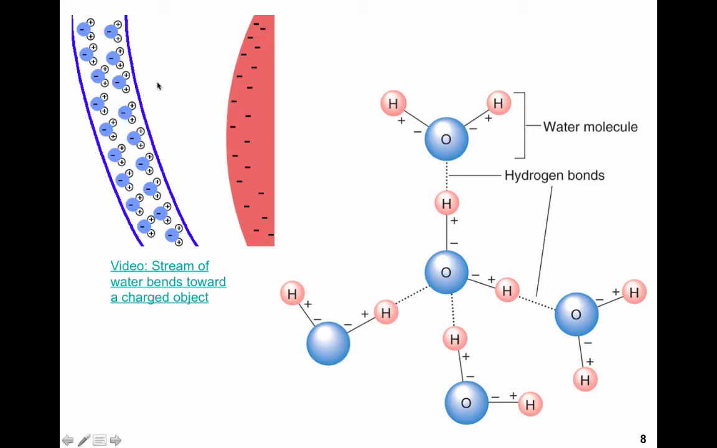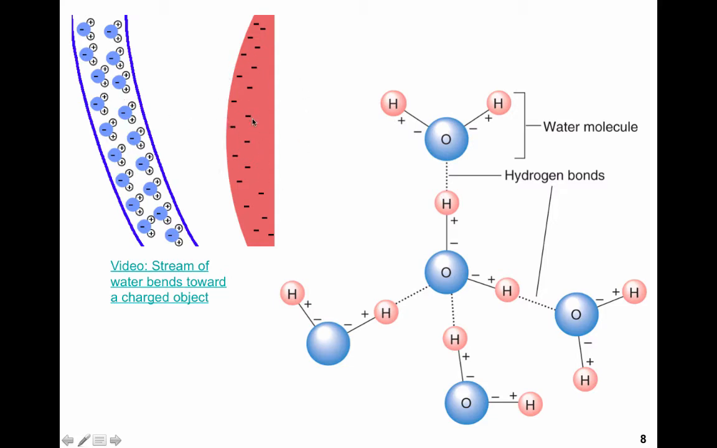Speaking of charges, last time we were talking about the hydrogen bonds and the polar nature of water, and we did the demonstration, and some of you watched the video, and it talked about how all the Mickey Mouse heads would be orienting themselves towards the charged object. In the case of our demonstration, it was a piece of PVC pipe. So here's the stream of water, and here's the negatively charged object that's nearby.